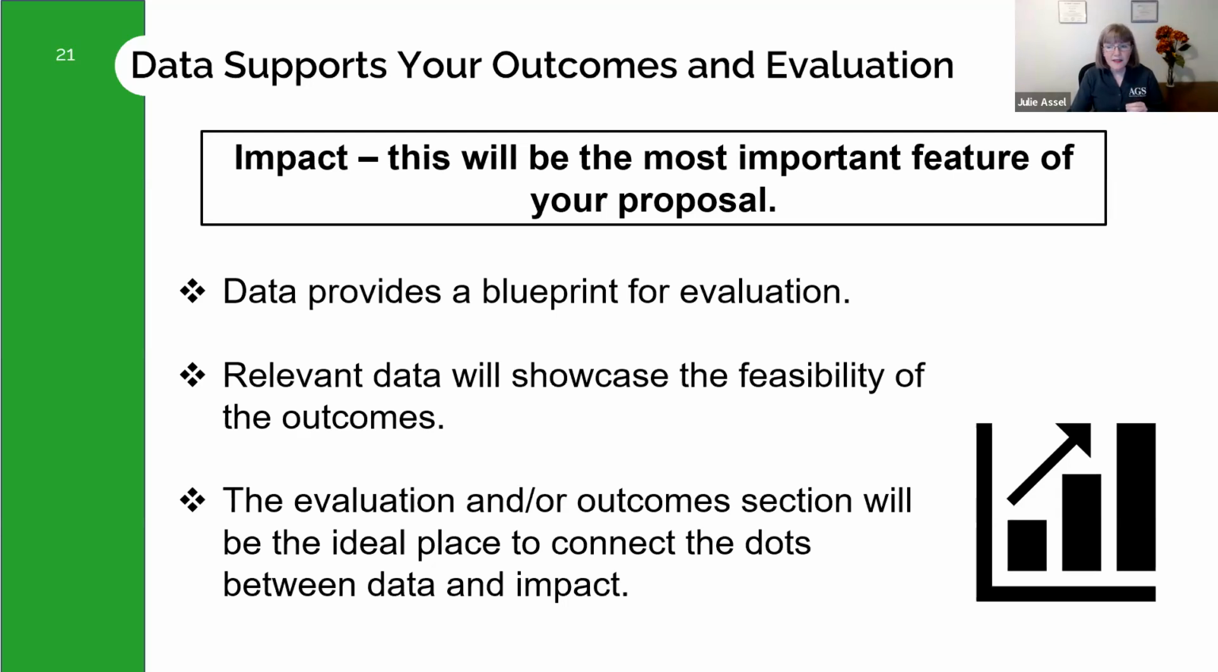Next, relevant data will showcase the feasibility of the outcomes you're seeking. If your programmatic goals are, for instance, to improve mental health outcomes, and the data you show paints a picture of slow decline, you'll also want to show how you will collect and aggregate data that's in line with the data you've shown, and that your goals are in line with those overall trends you've shown in the data.